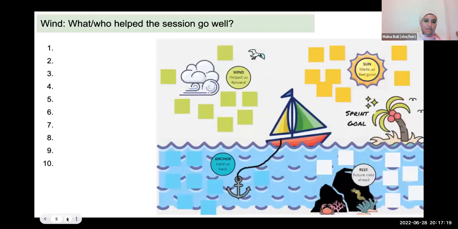Mia, could you move to the next slide? Thank you. So basically, it's a graphic of a sailboat in water. And the wind is what helps us go forward. So the wind is the thing that's helping us achieve our goal for that project. The sun is something that made you feel good. The anchor is something that's holding you back. And the reef is future risks ahead.